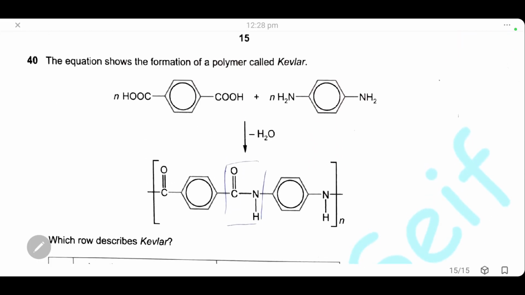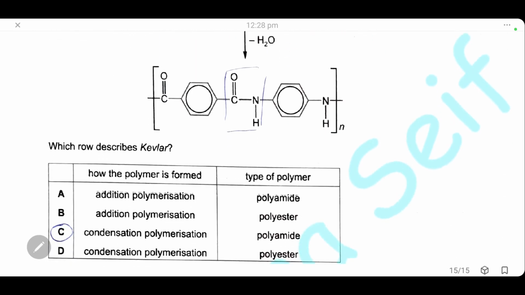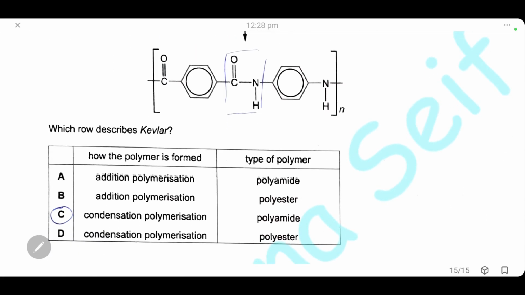Question 40. The equation shows the formation of a polymer called Kevlar. Here we have 2 monomers. One has 2 carboxylic groups, 1 on each side, and the second monomer has an amino group, also 1 on each side. They react together by removing 1 molecule of water and form an amide linkage between the 2 monomers. So which row describes Kevlar?